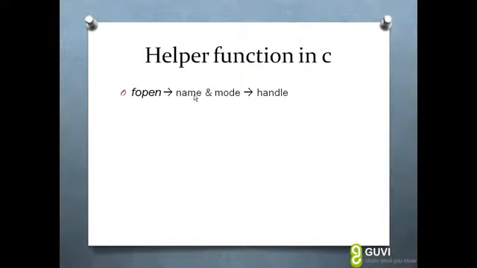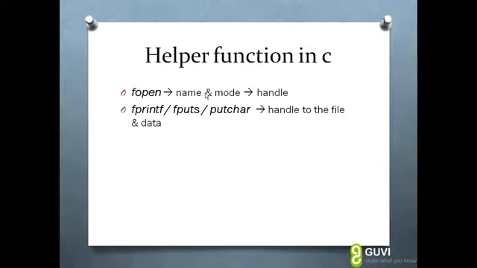There are other functions as well for reading and writing, like fprintf, fgets, fputs, which help you to read and write the file. In fopen, the name will have the complete path of the file where you have stored it, whether it's C colon or D colon if it is Windows, or, if it is Unix, from the root. As I said, for putting or writing the data, we have fprintf, fputs, putchar, a lot of functions.